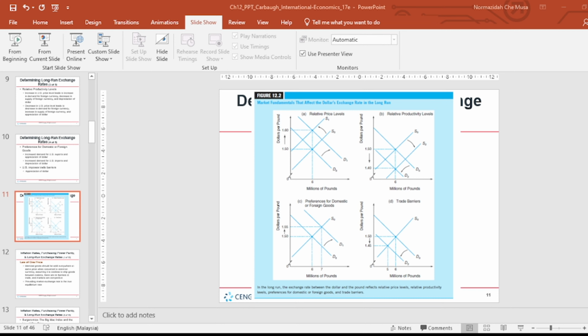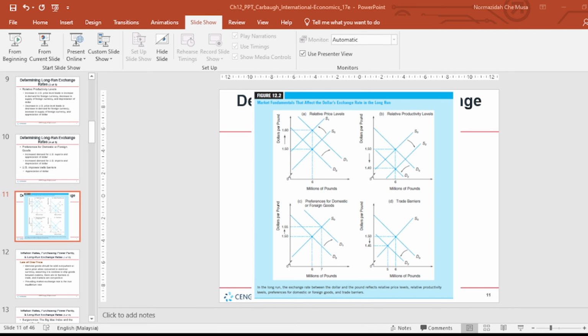Number two, relative productivity levels. Suppose there is an increase in productivity in the United States. That will eventually, as we're going to learn, lead to appreciation of the dollar. So how does that happen? With the productivity level increased in the United States, products become cheaper. Products from the United States become cheaper. That leads to better exports to the UK.